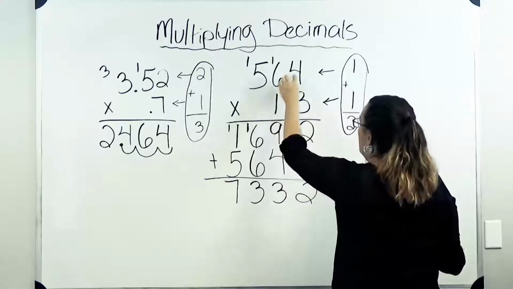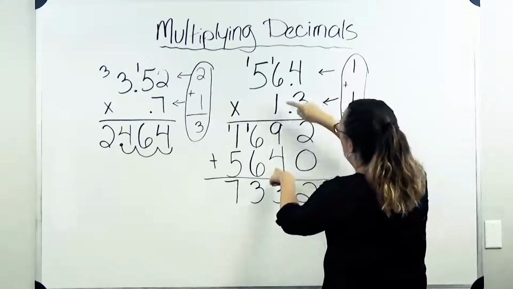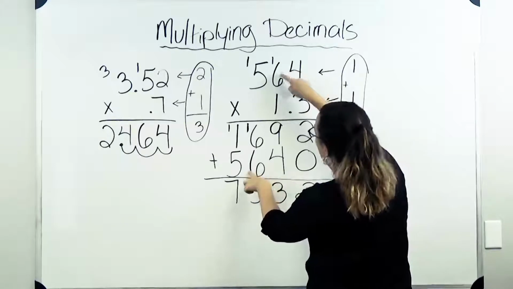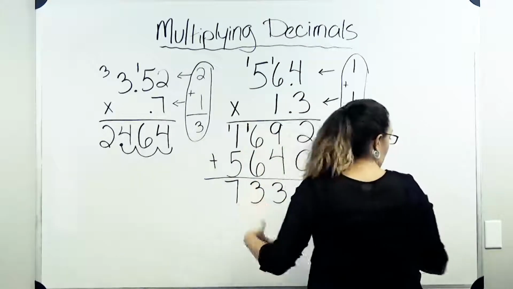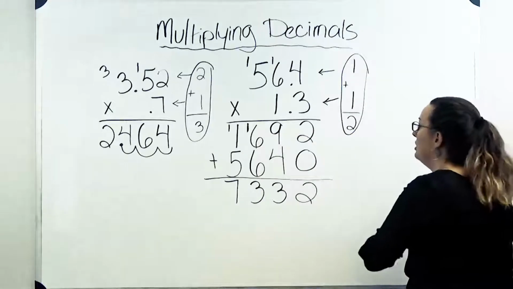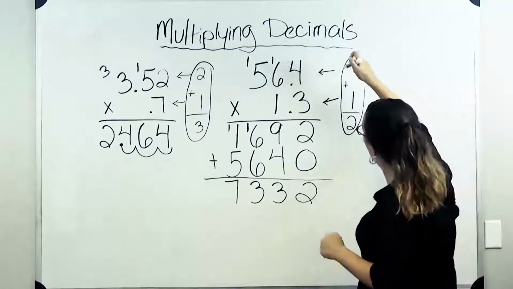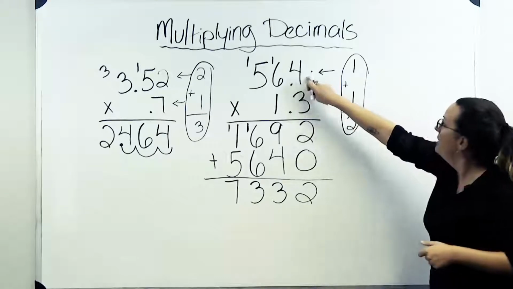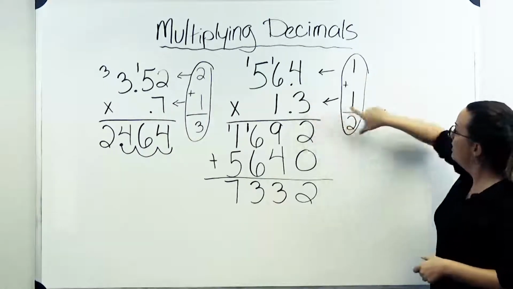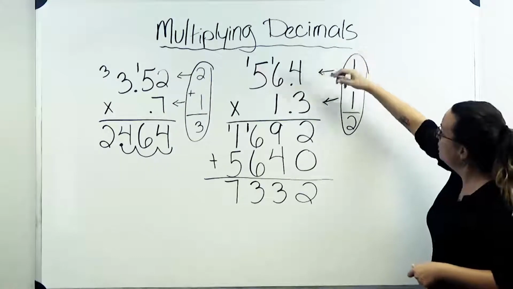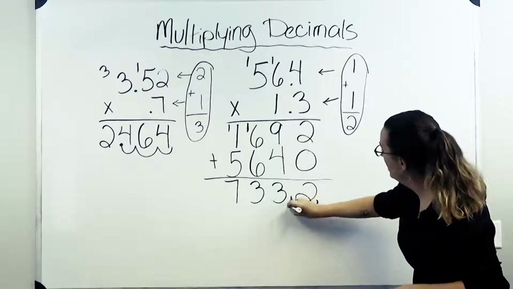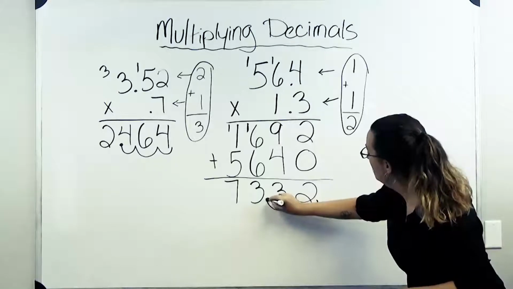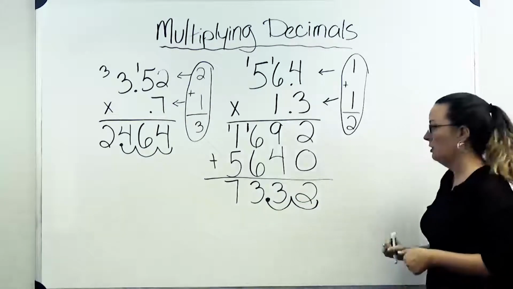So we're going to do 1 times 4, and that gives us 4. Then we're going to do 1 times 6, which gives us 6. Then 1 times 5, which gives us 5. We're going to add everything together, and then we're going to count how many spaces before we put our decimal. There's 1 number behind the decimal here, 1 number behind the decimal here. There's a total of 2 numbers behind the decimal, so that means we would start here and go 1, 2, and our answer would be 73 and 32 hundredths.